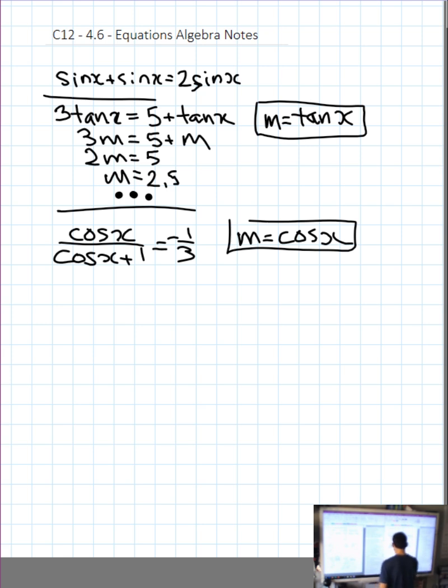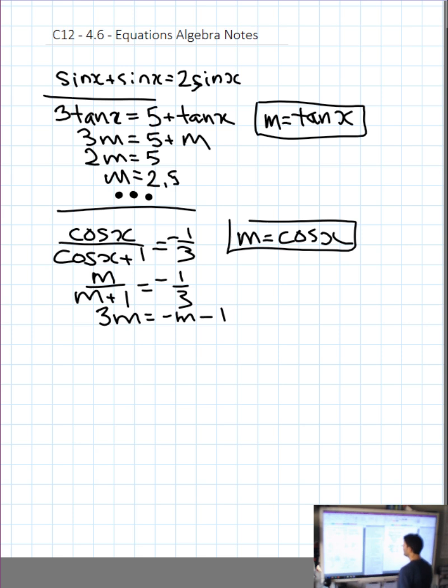So m over m plus 1 equals negative 1 over 3. And in the notes you can see that I've times those sides by 3. So 3m equals, and I've times those sides by m plus 1. And if I distribute the negative, I get negative m minus 1. Feel free to try that on your own with multiple steps and make sure you get there.